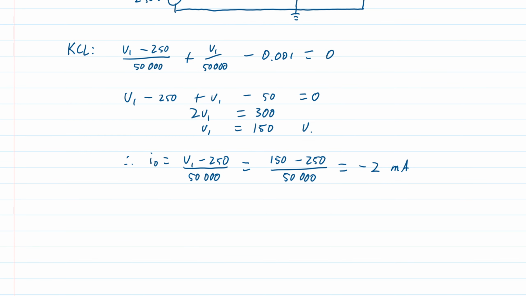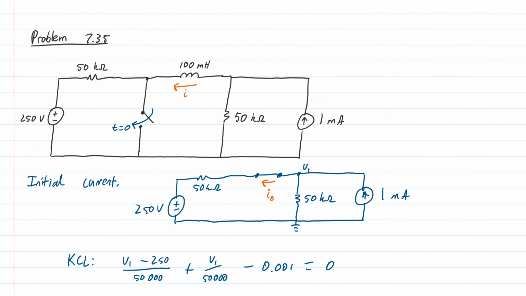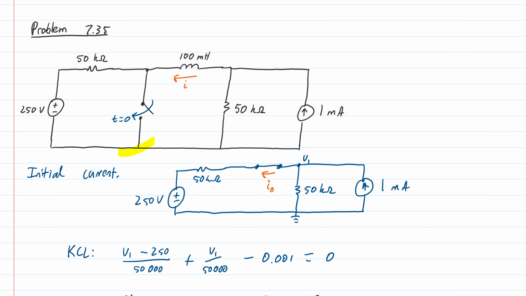Next step is to find the final current. So for the final current, if I look at the circuit, once the switch closes, the reference node, or if I call this my reference node, then it actually extends all the way along here.